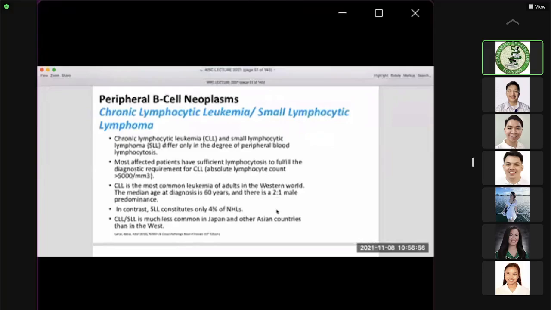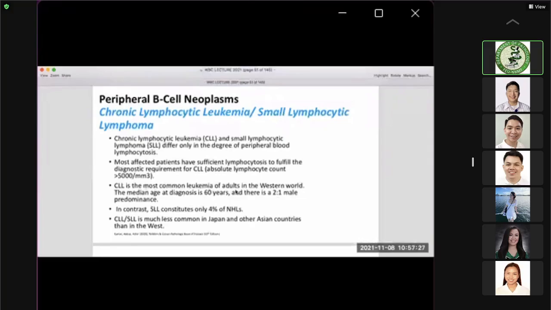So chronic lymphocytic leukemia and small lymphocytic lymphoma, SLL, differ only in the degree of peripheral blood lymphocytosis. So number ulit, most affected patients have sufficient lymphocytosis to fulfill the diagnosis requirement for CLL, right? There should be an absolute lymphocyte count of more than 5,000 per cubic millimeter. Okay.